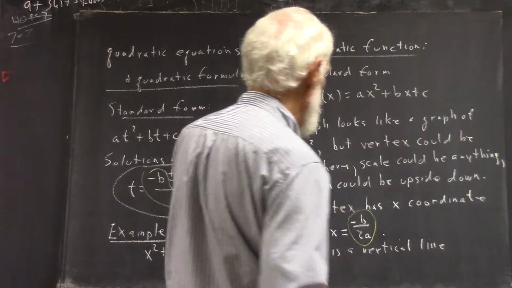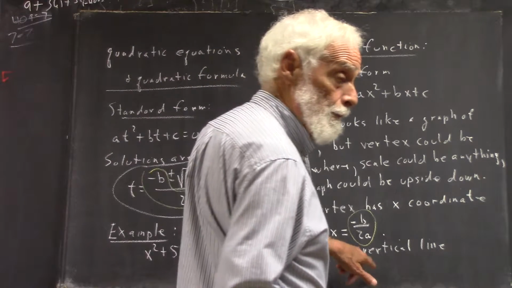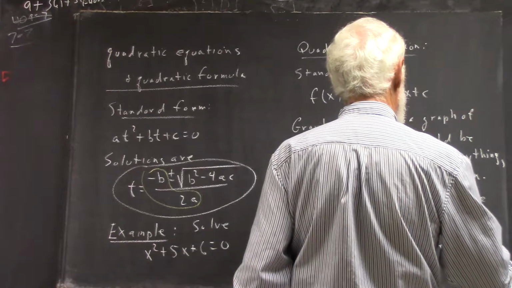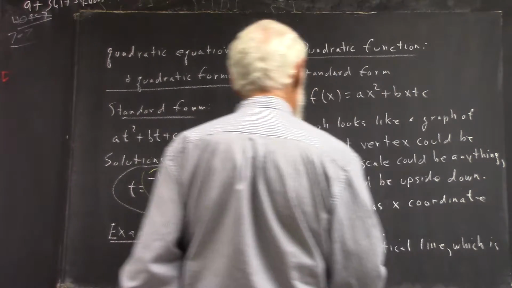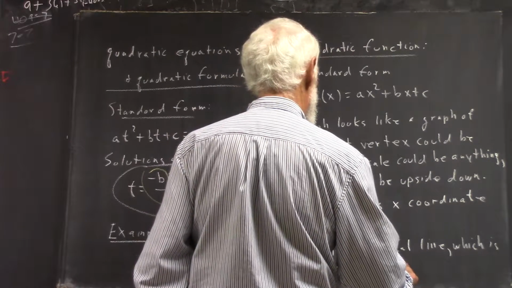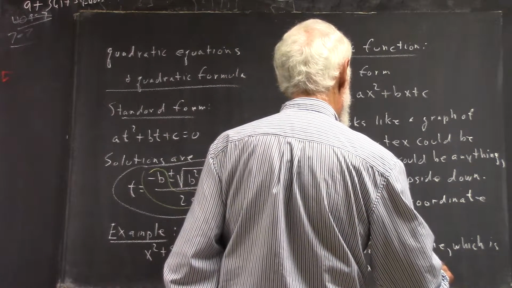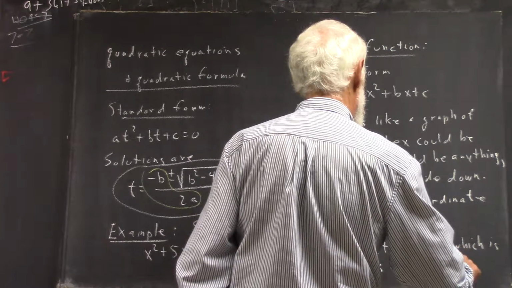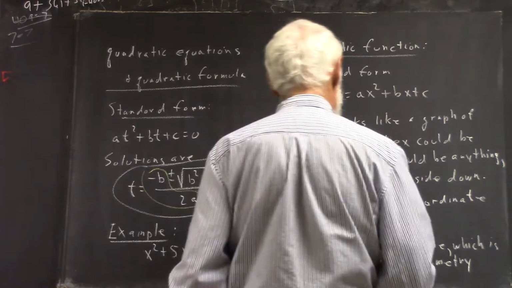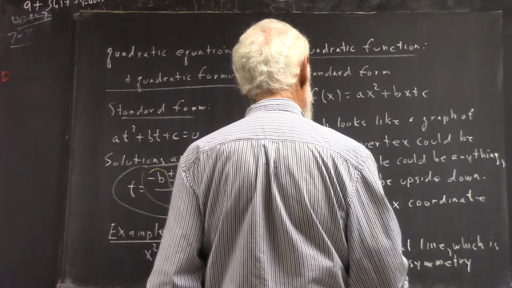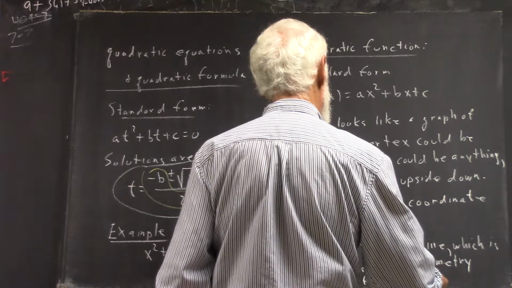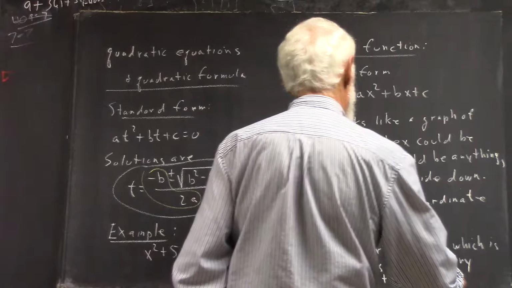x equals negative b over 2a is a vertical line, which is the axis of symmetry for the graph.